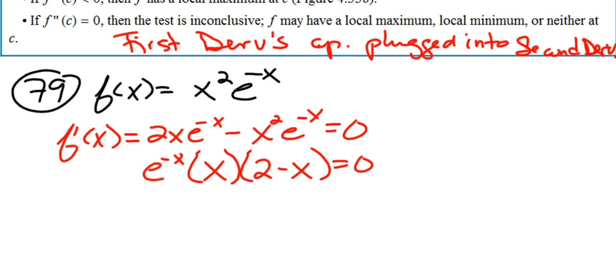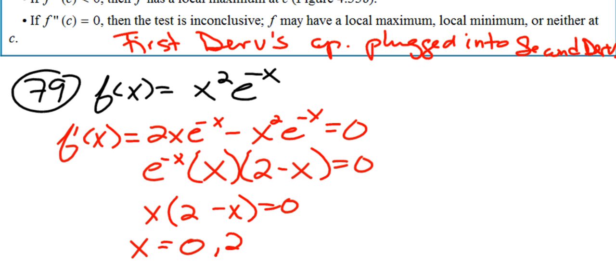How do I set e to the negative x equal to 0? What factor would cause it to be 0? Nothing will. There is no value that would make e to the negative x ever 0. So I'm just going to divide through by e to the negative x on both sides. I'm now left with this value, and I can solve for x, and I get x equals 0 and 2. Next, I'm going to find the second derivative.